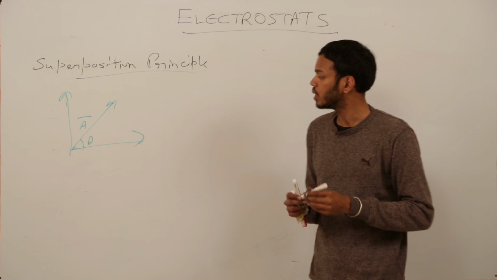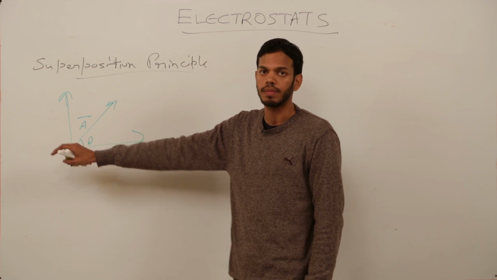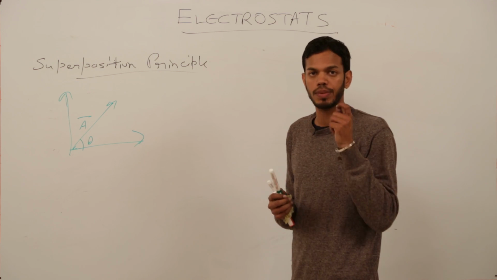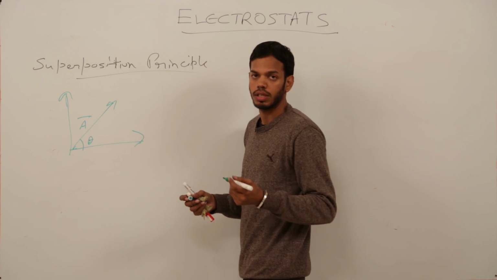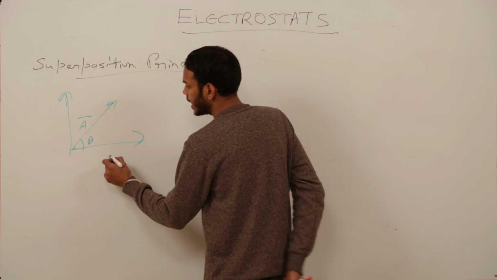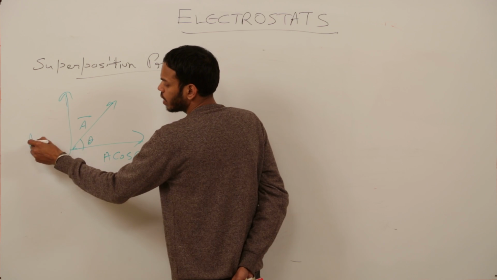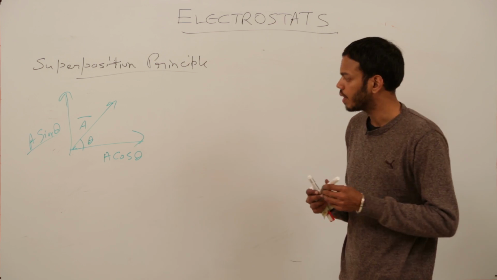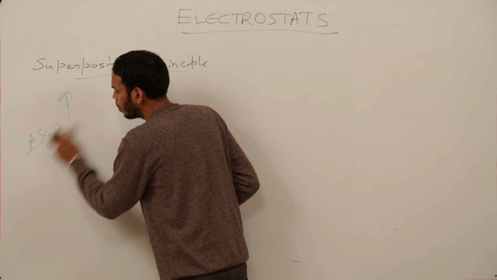I've met many students who always have doubt about which one to be taken as cos and which one as sine. I'll not go into that detail right now, that will be covered in the maths part. I'll give you a very simple formula. Where there is theta, there is cos. That means this is theta, so this automatically becomes the cos component, A cos theta, and the other will be sine theta. So that is the method of taking components.